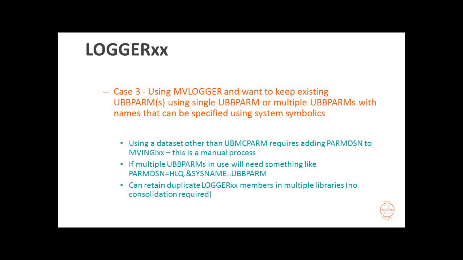If there are multiple UBB parm libraries, for instance, one per LPAR or one per PAS, which contain the logger XX members, either the libraries must support specification by system symbolics, or multiple MVI members will be required.